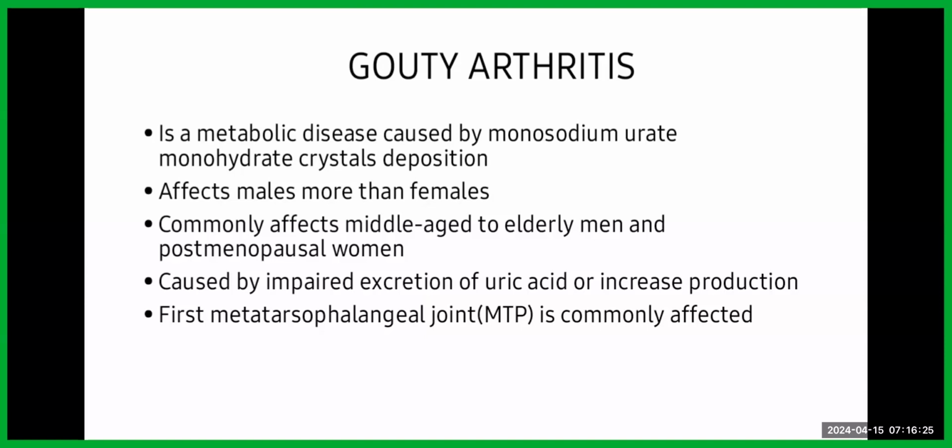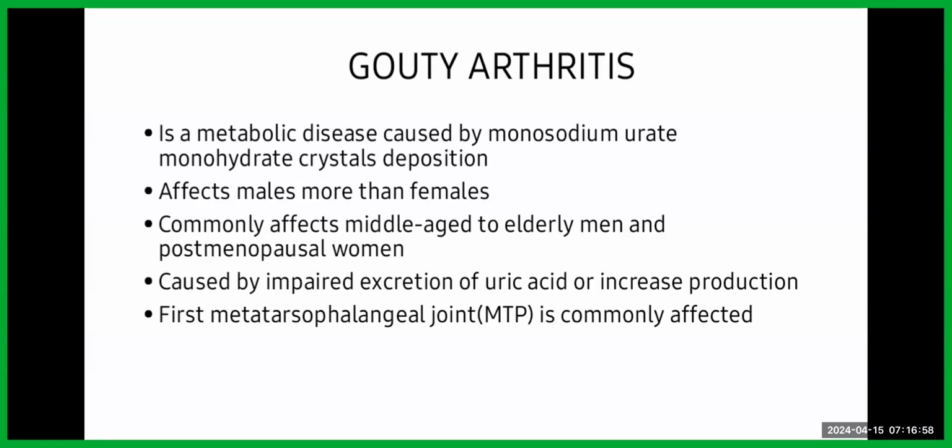So gouty arthritis is a metabolic disease caused by deposition of monosodium urate monohydrate crystals. Recently, high uric acid was considered to be one of the components of metabolic syndrome. So the presence of hyperuricemia warrants looking for other components of metabolic syndrome. It affects males more than females. In females it is usually seen after they attain menopause, and it commonly affects middle-aged to elderly men and postmenopausal women.